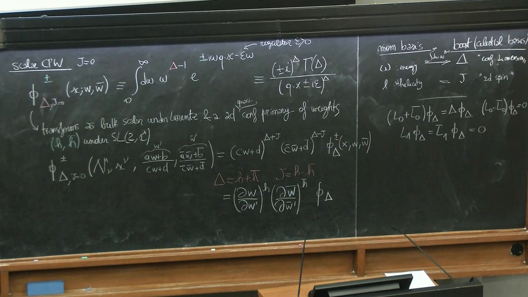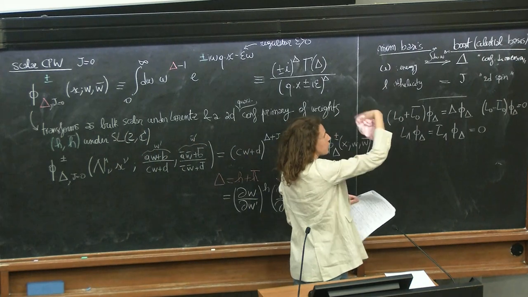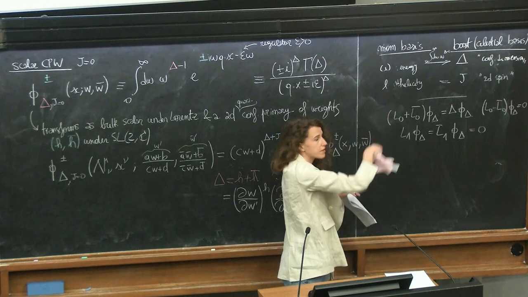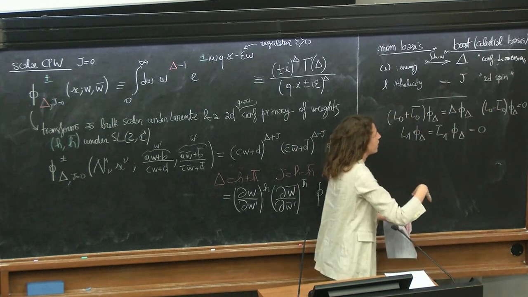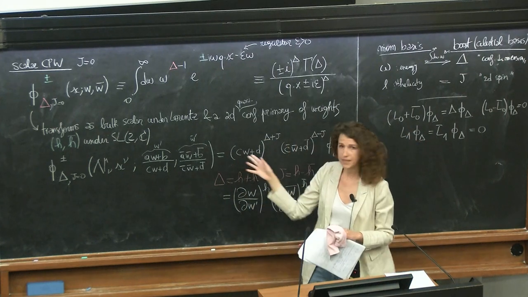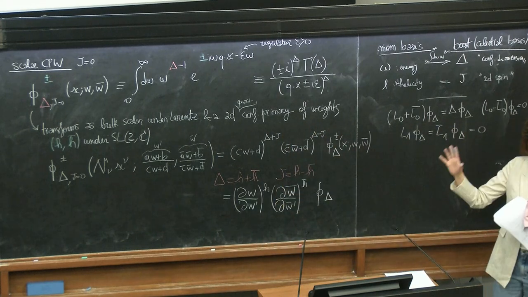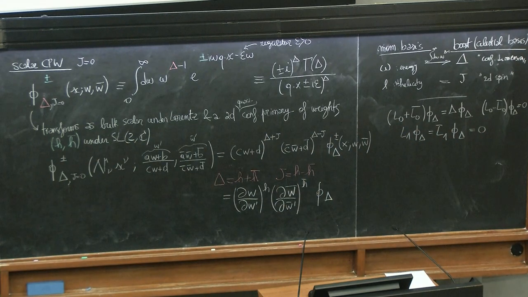So basically, the action of the boost is diagonalized. In the usual momentum basis, the plane wave transforms nicely under translations, but the SL2C transformation is obscured. Now it's the other way around. In this boost basis, the transformation under SL2C will be very nice, but the price to pay is that the transformations under translations will be more obscured. And I will get back to that later on. Is there any question on that?